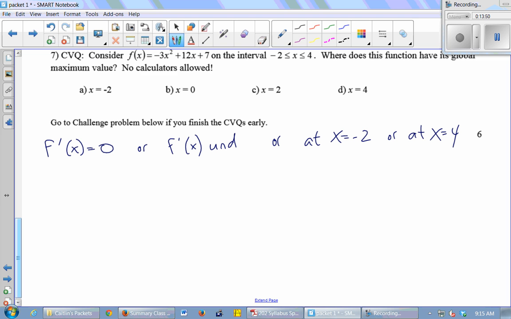All right, so f prime would be negative 6x plus 12. Negative 6x plus 12 is never undefined, so I'm just going to set it equal to 0 and solve it. And I get x equals 2. So then, how do I decide which of these x values is the location of a global maximum?